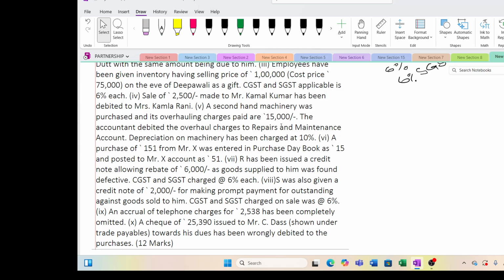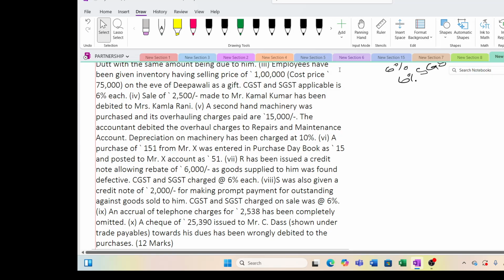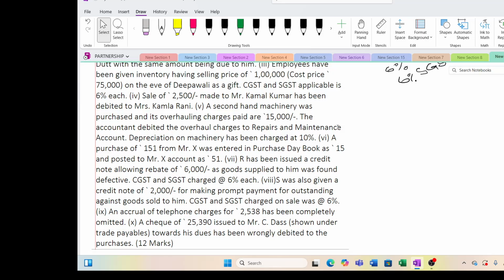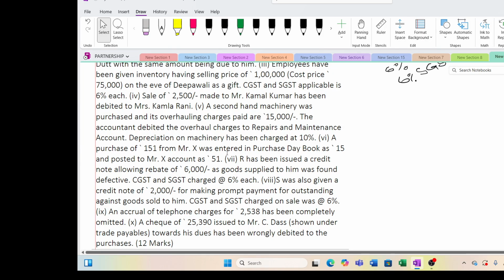Now what the accountant has done, he has debited the overhauling charges to the simple repair and maintenance account. So this account has to be now reversed. Repair and maintenance was debited. Now we have to reverse repair and maintenance to the credit side. Now one more thing, they say that there was a depreciation on machinery charged at 10%.